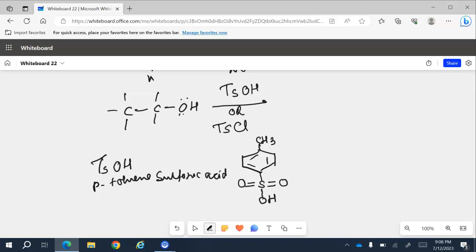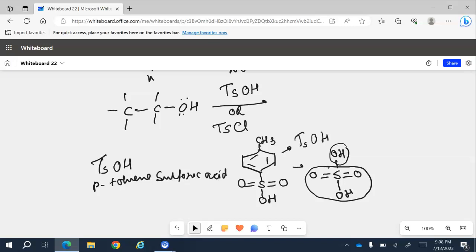And again, please try to remember the structure of sulfuric acid. This is how we normally write sulfuric acid, H2SO4, but this is the sulfonic acid group, and here is the toluene group. That is where the para-toluene sulfonic acid comes from. And as a shortcut, it is represented as TsOH, para-toluene sulfonic acid.